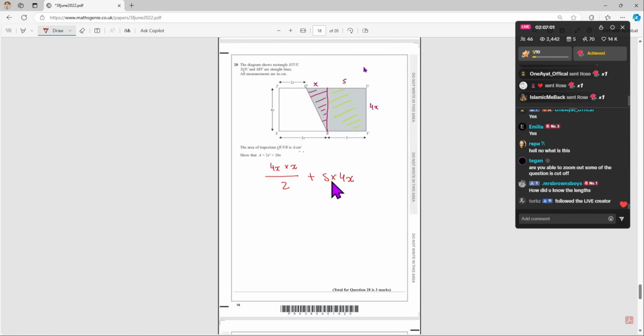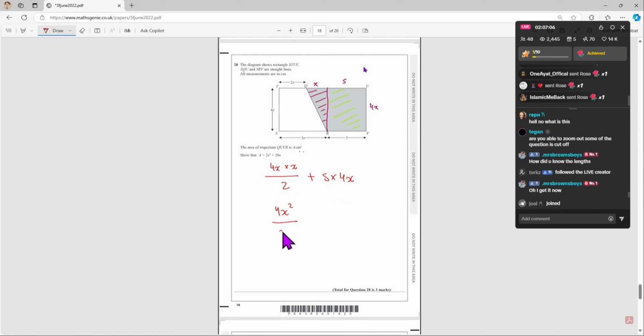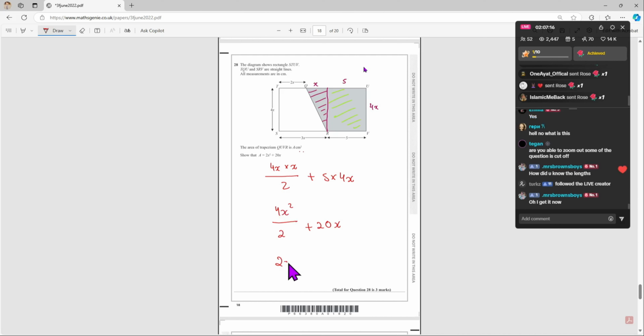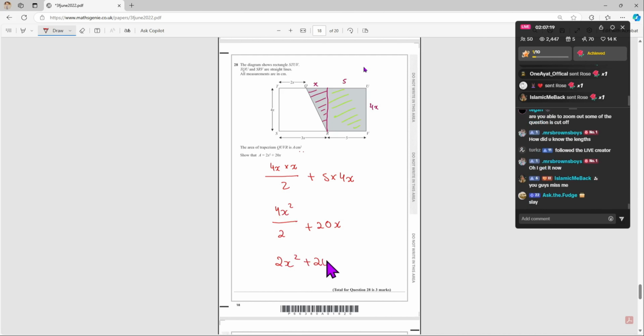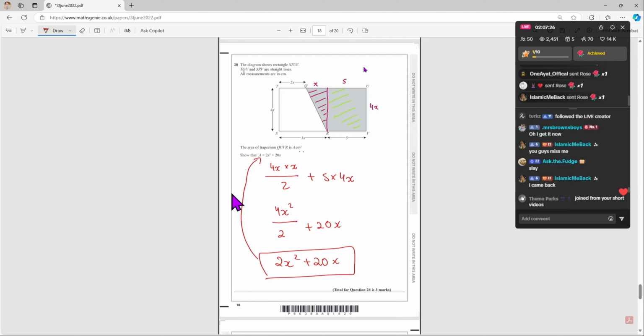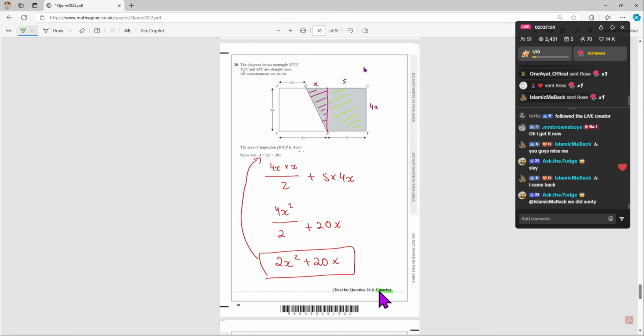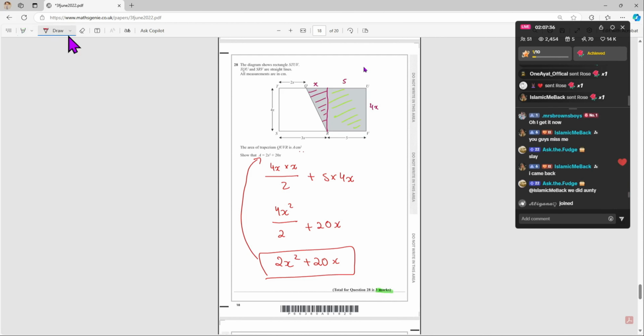Now once we've done that, we're going to simplify this. 4x times x is going to give us 4x squared over 2, plus 20x. And lastly, you divide by 2 with the fraction over here, and you get 2x squared plus 20x. And look at that, that is the same as the answer you're supposed to get. That is actually a very easy question to come up as one of the last questions. It's 3 easy marks.